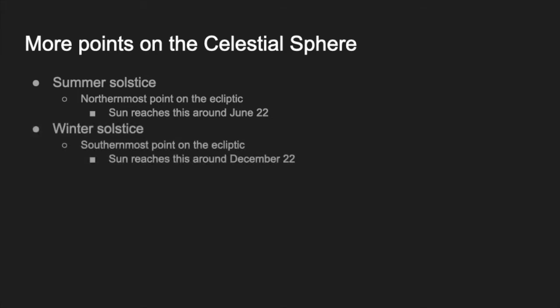The winter solstice is when the sun reaches the southernmost point on the ecliptic. And this typically happens around December 22nd. Here in the northern hemisphere, that means we get a lot less daylight, so you have more darkness. In the summertime, you have much more daylight. You typically have over 14 hours of daylight and less than 10 of darkness. It's the exact opposite in December.